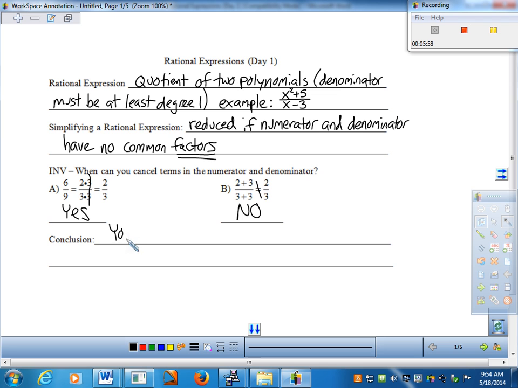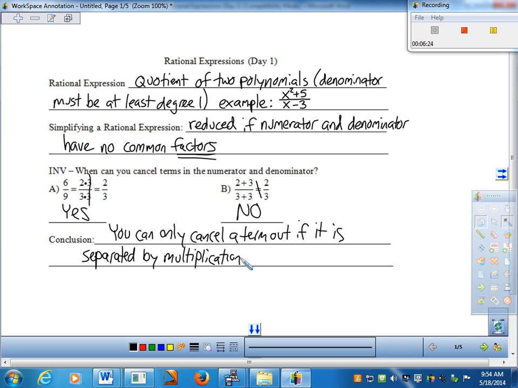So you can only cancel a term out if it is separated by multiplication. That's what it means to write things as factors, and that's the premise behind really this entire notes worksheet. So you can only cancel a term out if it is separated by multiplication.